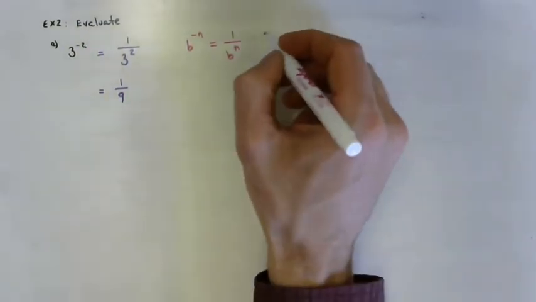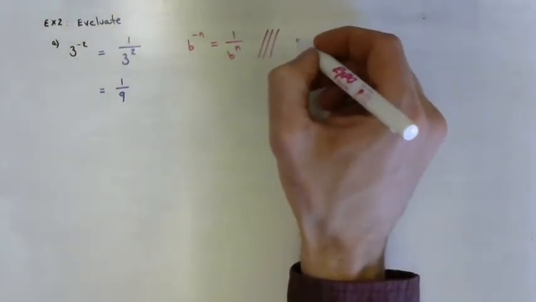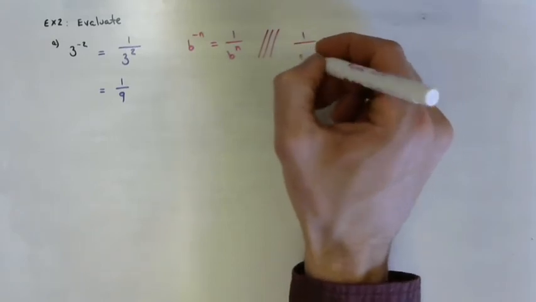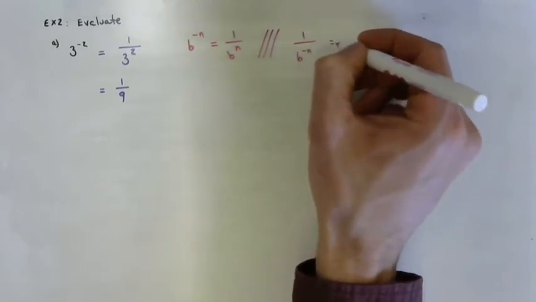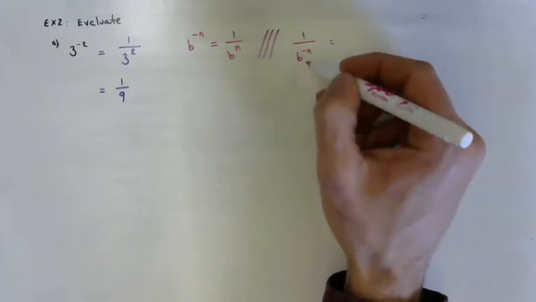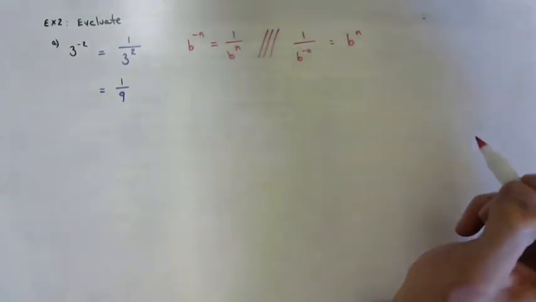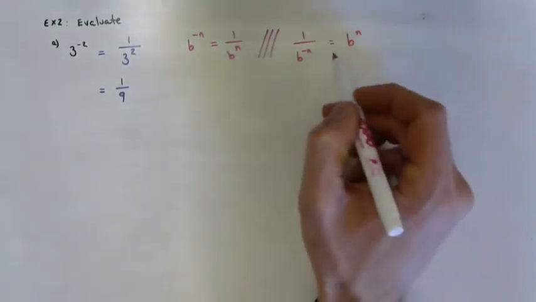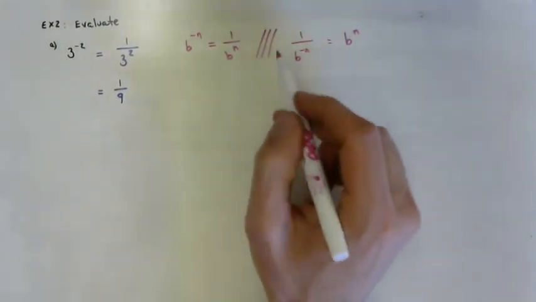We could write this a different way. You could write it like this. What if you have 1 over b to the power of negative n? Well, the reciprocal of this with a positive exponent is just b to the power of n. Okay, both of these statements are the exact same rule.